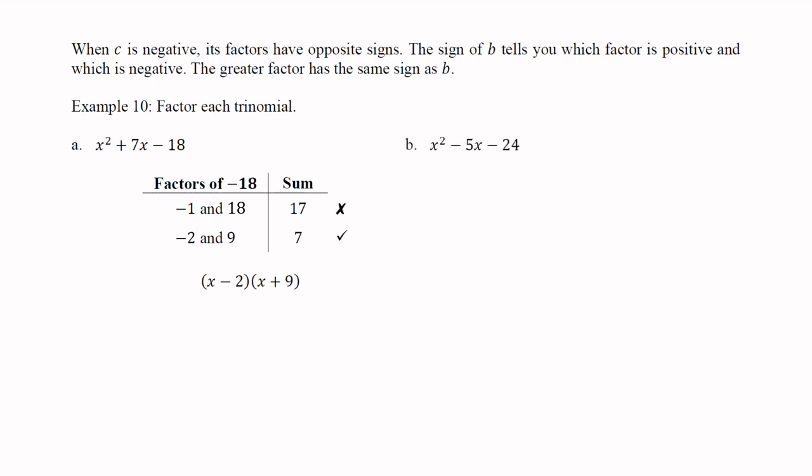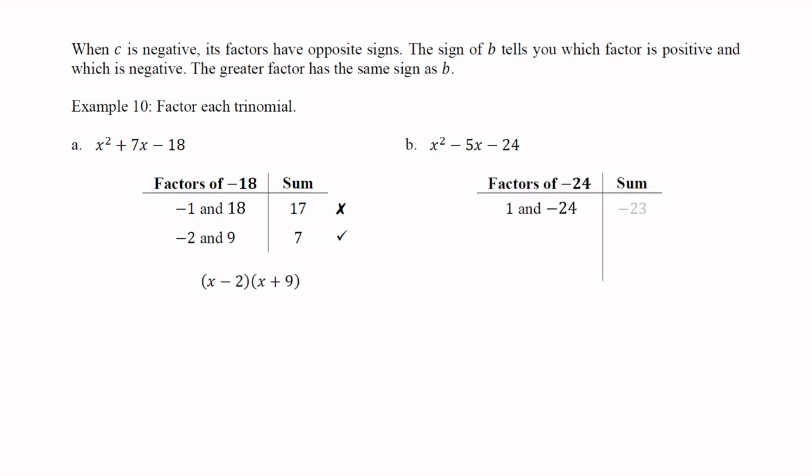For the next one, we have x squared minus 5x minus 24. Since our last term is negative, we're going to have a negative and a positive. And since the middle term is negative, the larger number has to be negative. So we're going to look at the factors of negative 24.